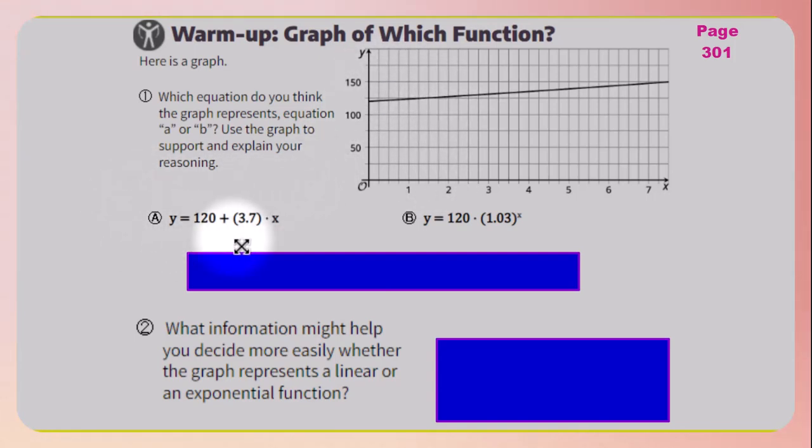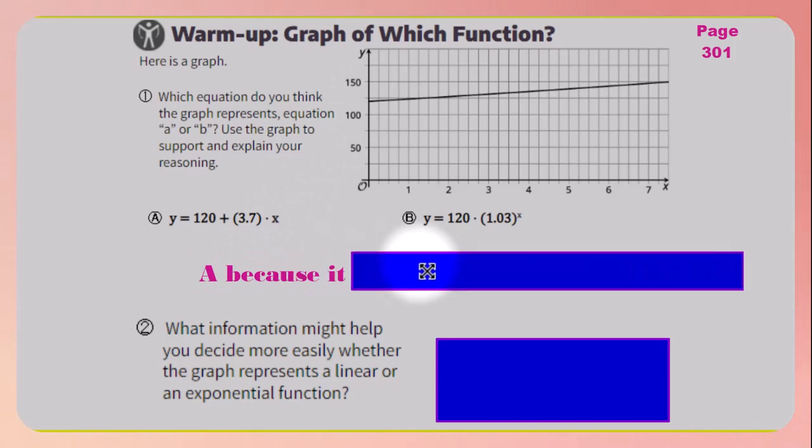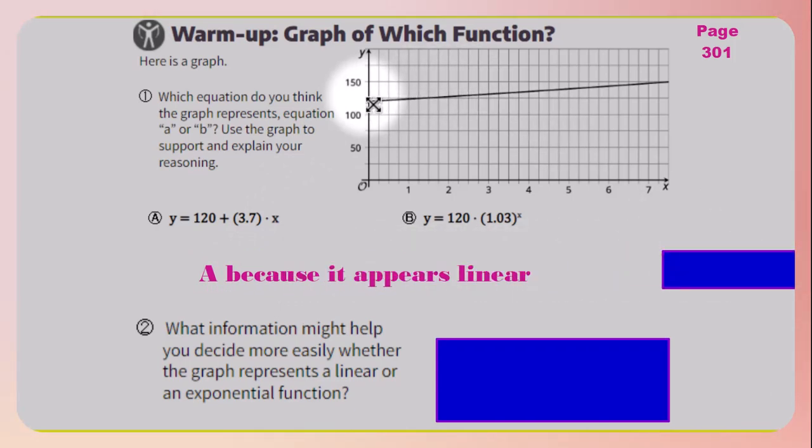This first equation, y equals 120 plus 3.7 times x, the initial amount is 120 here. If you look at B, the initial amount is also 120. But equation A is a linear equation because we're adding: y equals mx plus b, the slope or rate of change would be 3.7, and the intercept is 120. So the only one that it could be is A, because it appears to be a linear equation, not an exponential curve.